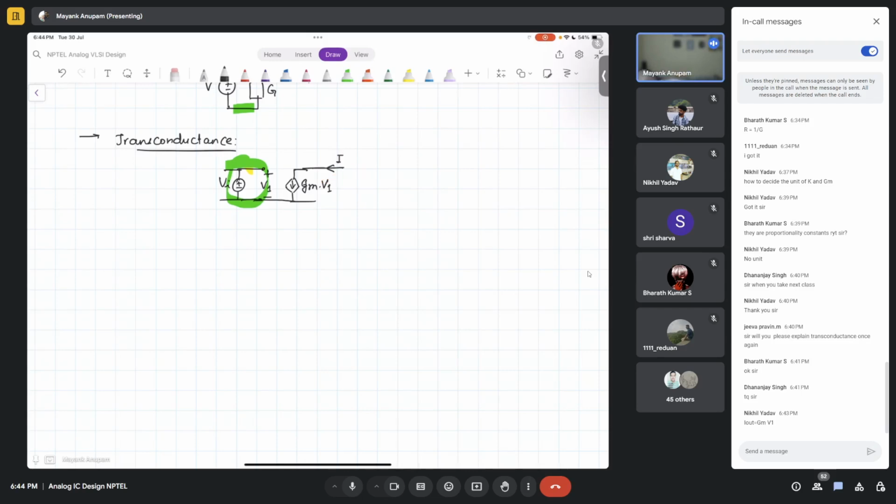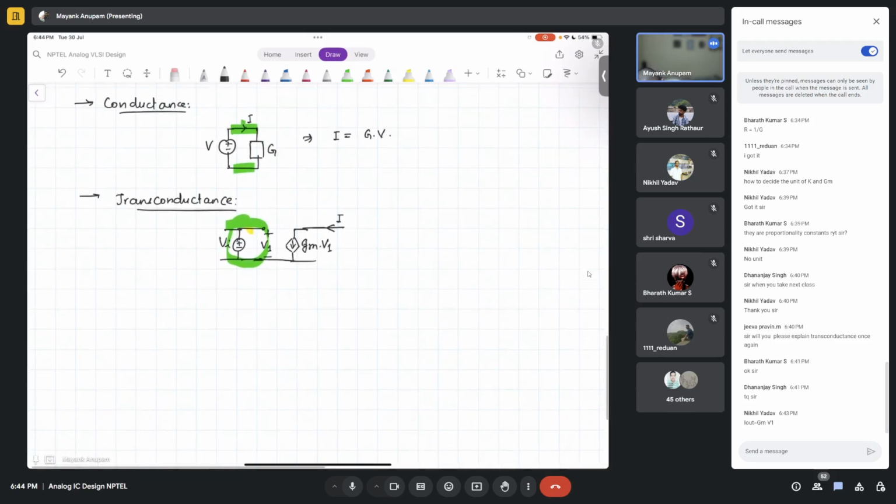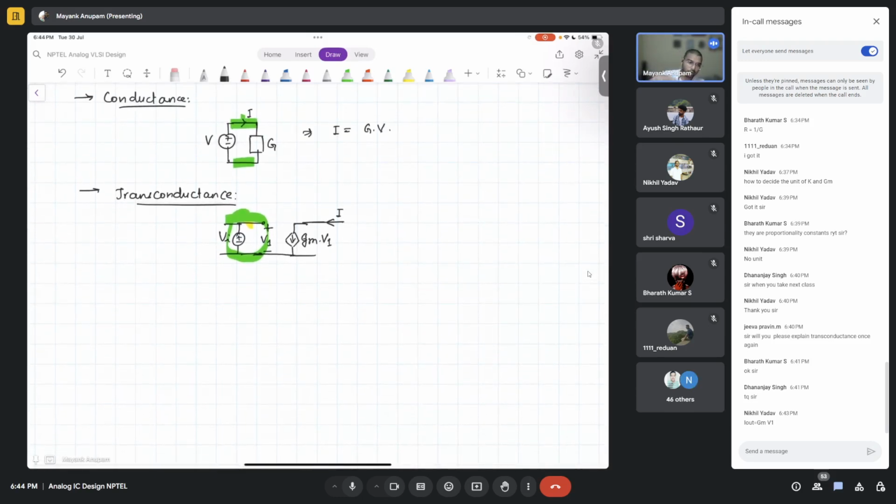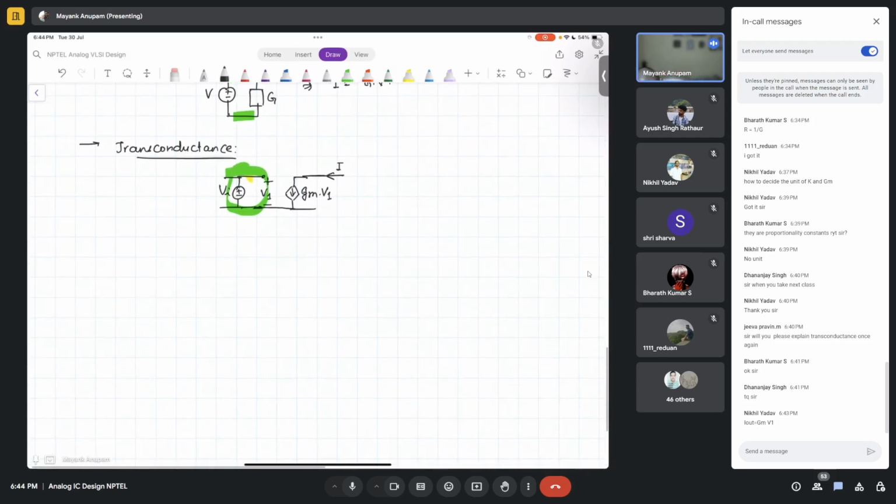Transconductance. Conductance means the voltage application point and the resultant current are both at the same place. Here that is not the case in transconductance. In transconductance, voltage application and the resultant current are at different places, different ports. Got it?